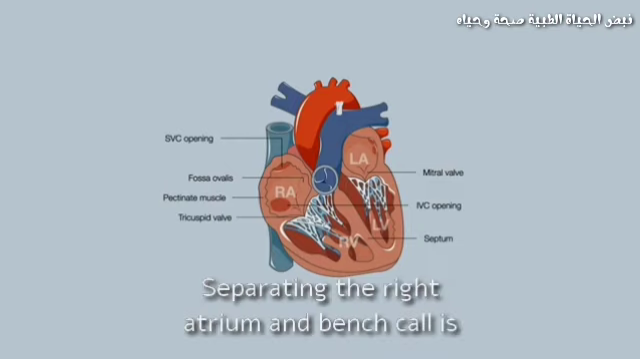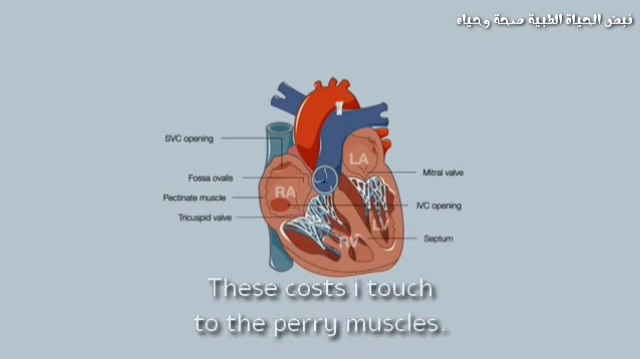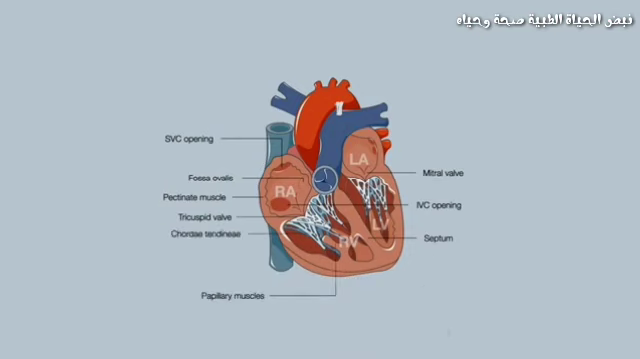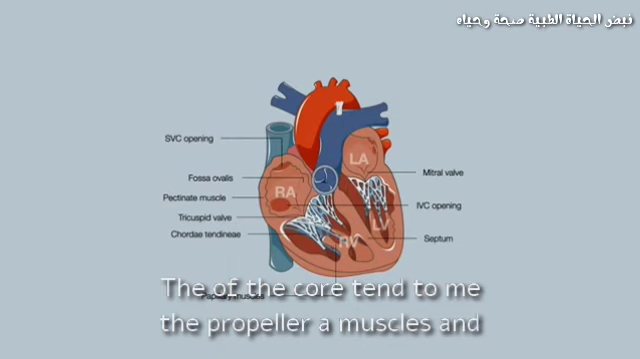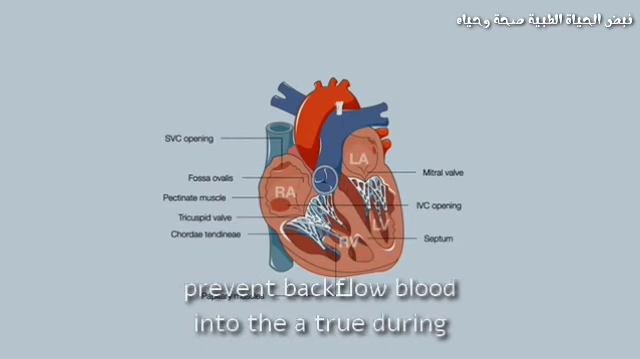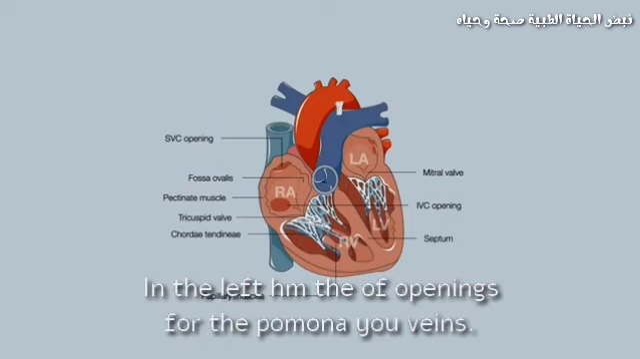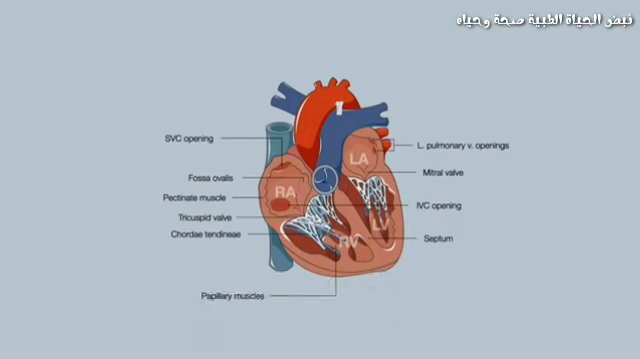Separating the right atrium and ventricle is the tricuspid valve, which has 3 cusps. These cusps are attached to the papillary muscles via the chordae tendineae. The papillary muscles ensure the valves remain closed during systole to prevent backflow of blood into the atria during ventricular contraction. In the left atrium, there are openings for the pulmonary veins.